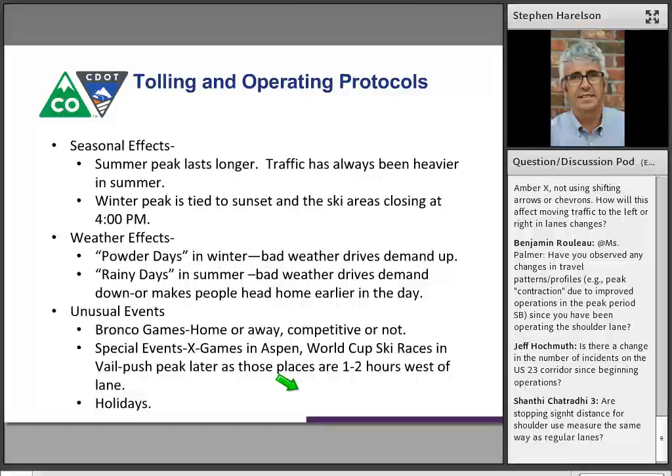So we're getting used to it, but trying to predict those traffic peaks has been challenging. Unusual events, Bronco games, home or away, competitive or not, that seems to drive traffic down. I think a lot of people either stay in the mountains and watch Bronco games on TVs in bar rooms and such in the mountains, or they rush home to watch the Bronco games on TV at home. But that 2 to 5 p.m. period on Sunday afternoons, particularly if the Broncos are winning, our traffic counts drop way down. So we always open the lane during those times, but we don't see a ton of traffic.